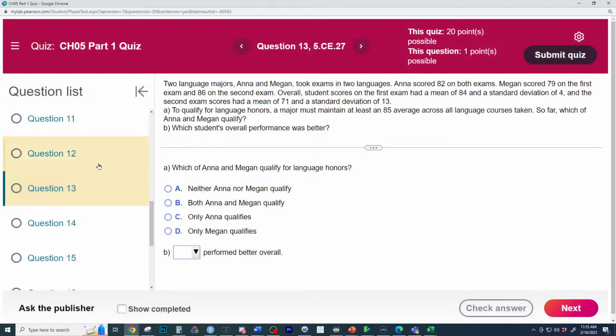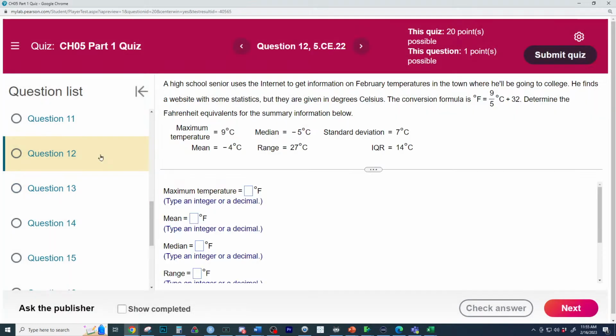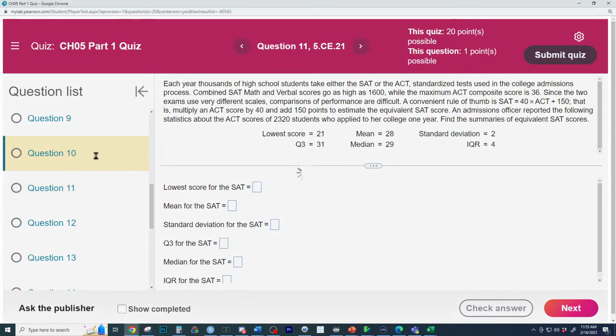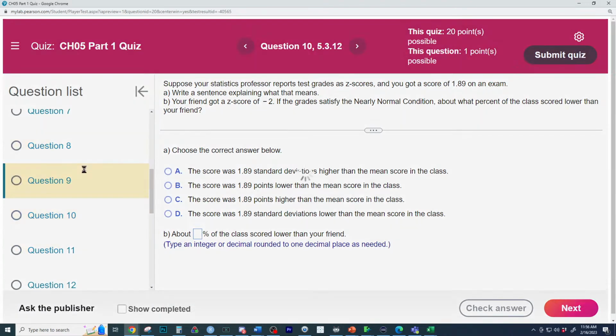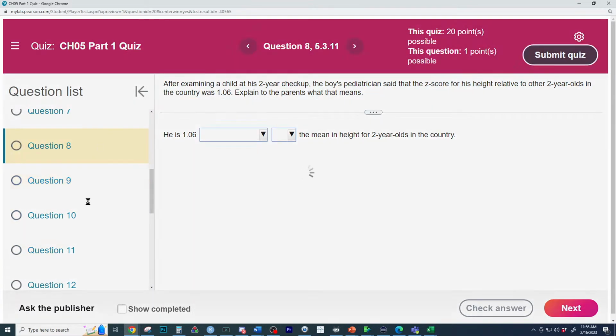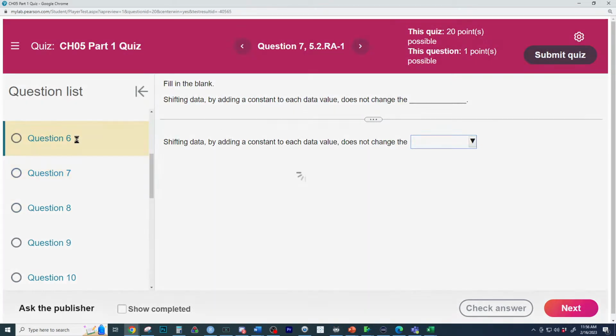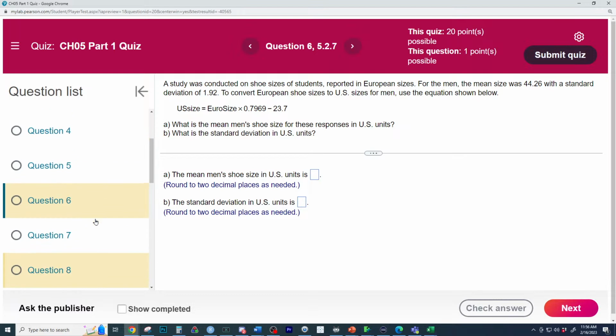Is that it? That was shoe size. I thought there was a shoe size question or something. What was the question, Tyler? Do you remember, Jesse? Where is it? A study was conducted.